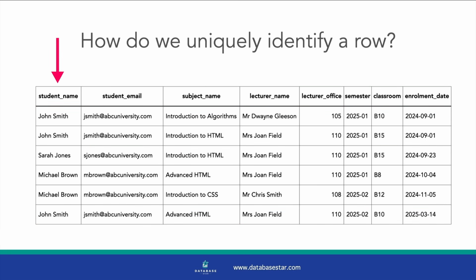So we can't use the student name to identify the record. What about the student name and subject name? Well, that could work, but it's possible for a student to enroll in the subject more than once, so it's not unique. We're trying to identify a primary key here, which is a way to uniquely identify a record.